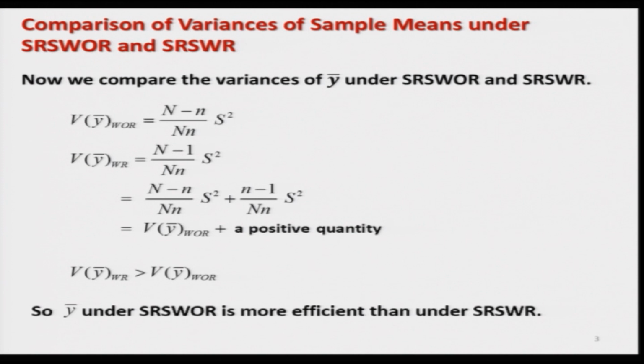Just for a quick review, we found the variance of the sample mean under SRSWOR, which is given by this quantity, (N minus n) upon N n, times S square, and the variance of y bar under SRSWR is given by this quantity. Now the question arises: suppose you want to take a sample from a population. The question is whether you should use simple random sampling with replacement or without replacement.